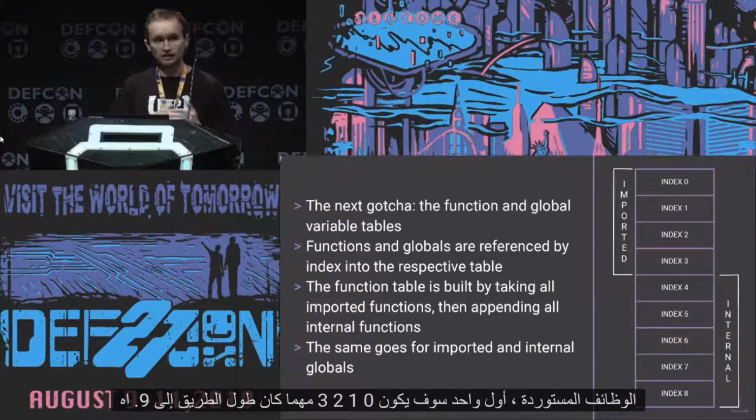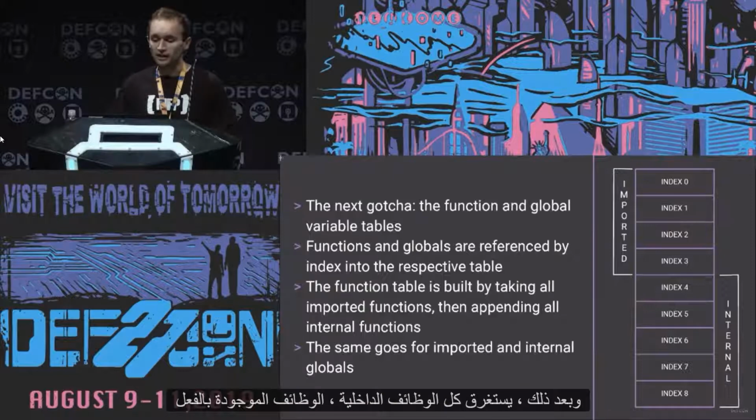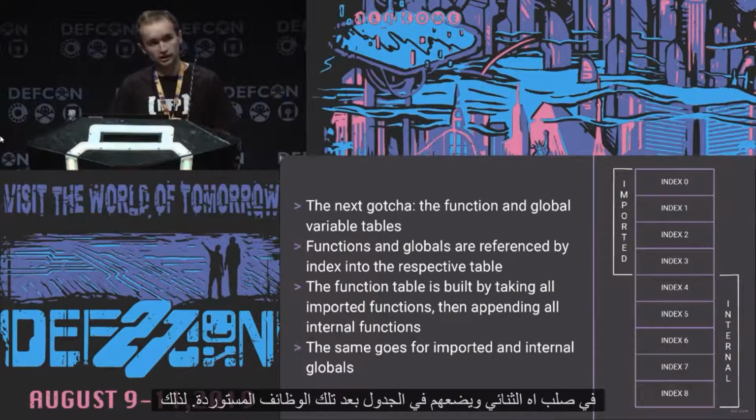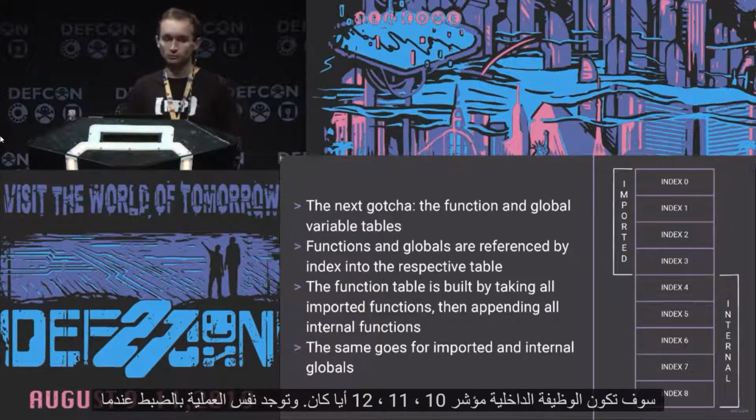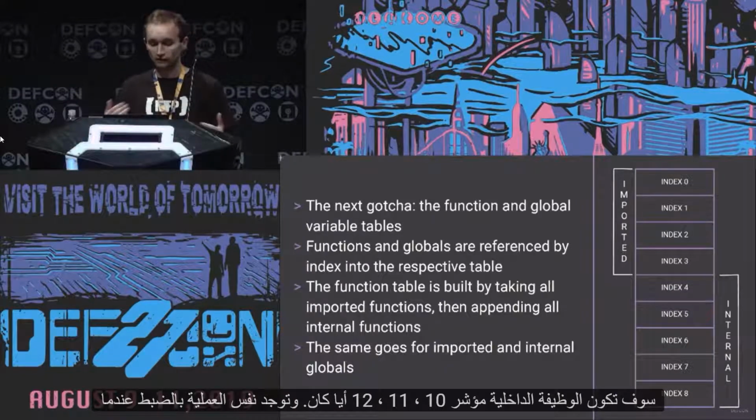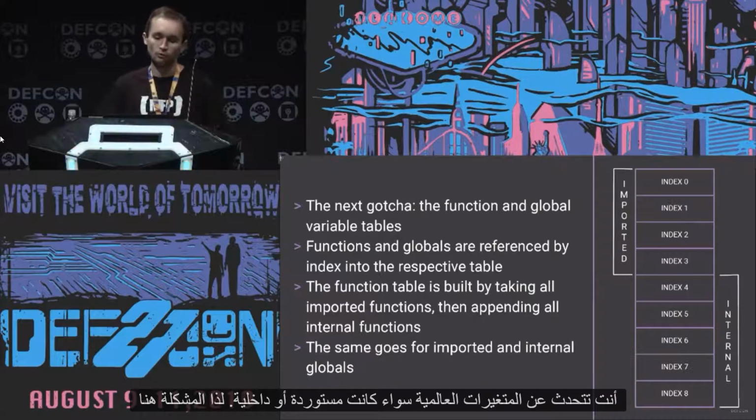So if you have 10 imported functions, the first one will be 0, 1, 2, 3, whatever, all the way to 9. And then it takes all the internal functions, the functions that are actually built into the binary, and it puts them in the table after those imported functions. So if you have 10 imported functions, the first internal function will be index 10, 11, 12, whatever. And the exact same process exists when you're talking about global variables, whether they're imported or internal.